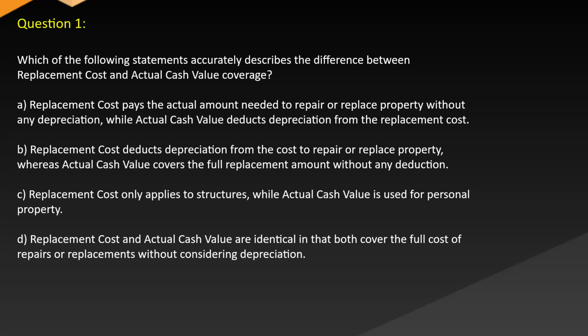Question 1. Which of the following statements accurately describes the difference between replacement cost and actual cash value coverage? A. Replacement cost pays the actual amount needed to repair or replace property without any depreciation, while actual cash value deducts depreciation from the replacement cost. B. Replacement cost deducts depreciation from the cost to repair or replace property, whereas actual cash value covers the full replacement amount without any deduction.